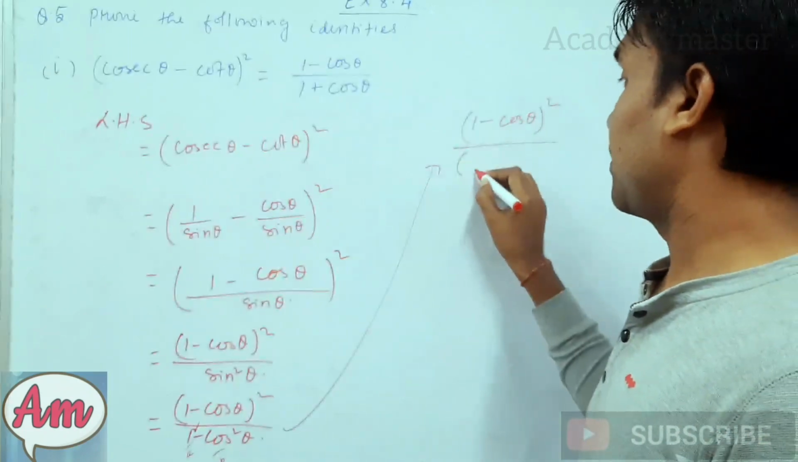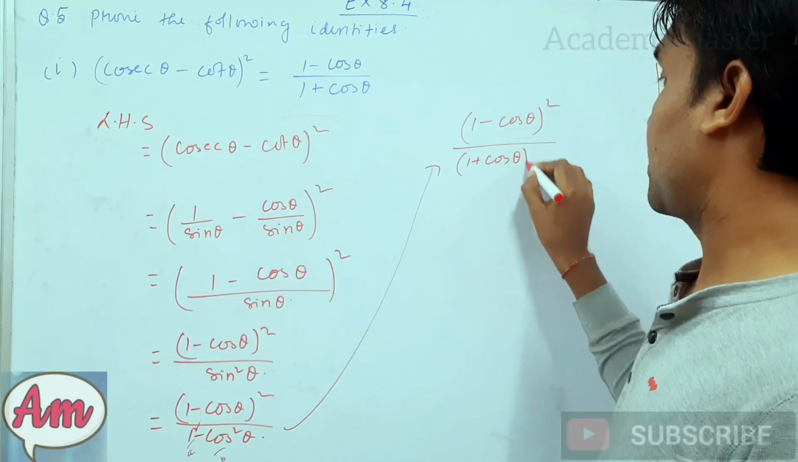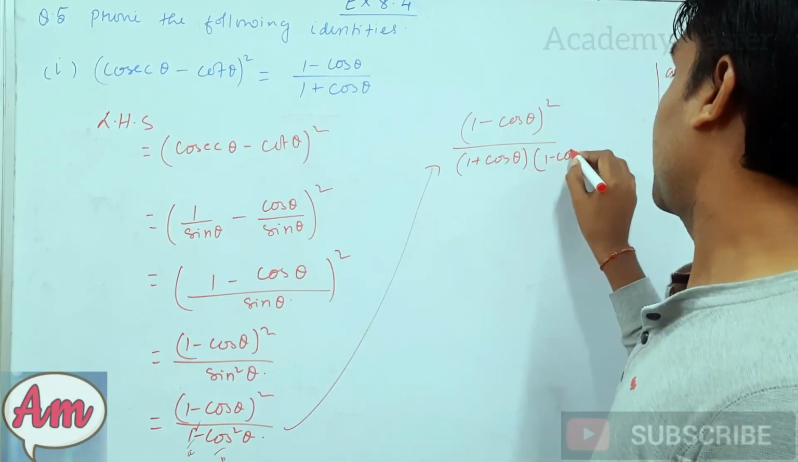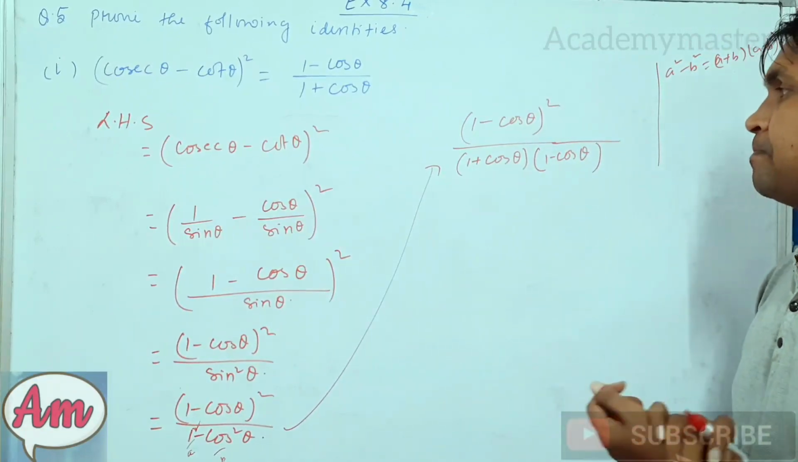So we'll write it here. Our a is what? 1. Our b is what? Cos theta. So we'll write 1 plus cos theta, 1 minus cos theta. Hope it is clear. Okay.